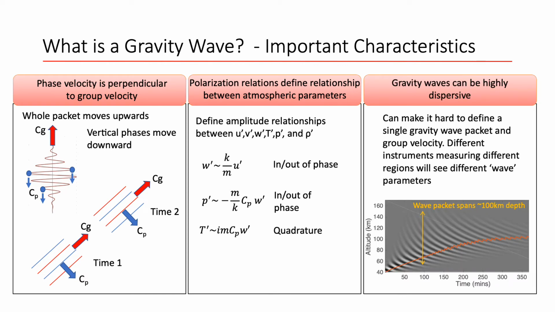Gravity waves can also be highly dispersive, and you can see that it's very hard to distinguish a single packet in some cases. You can see in this figure here that by 100 seconds, which is on the x-axis, the packet actually spans 100 kilometers in depth. So it's difficult to define a single wave when you have it spread out over the whole atmosphere like this.